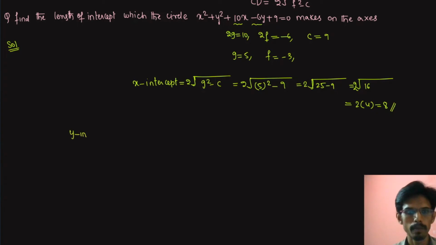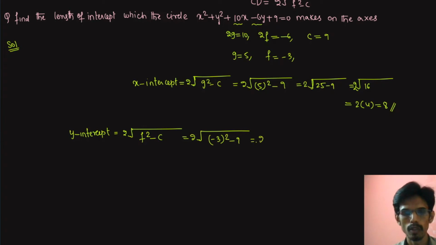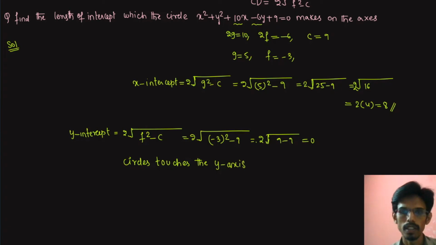Similarly, y intercept will be 2 root f square minus c, that will be 2 root of minus 3 square minus 9. So this will be 2 into root over 9 minus 9, that will be 0. So y intercept 0 means the circle touches the y-axis. Circle touches the y-axis, then only the intercept will be 0. The situation will be like this: the circle will touch the y-axis and have intercept on x-axis.